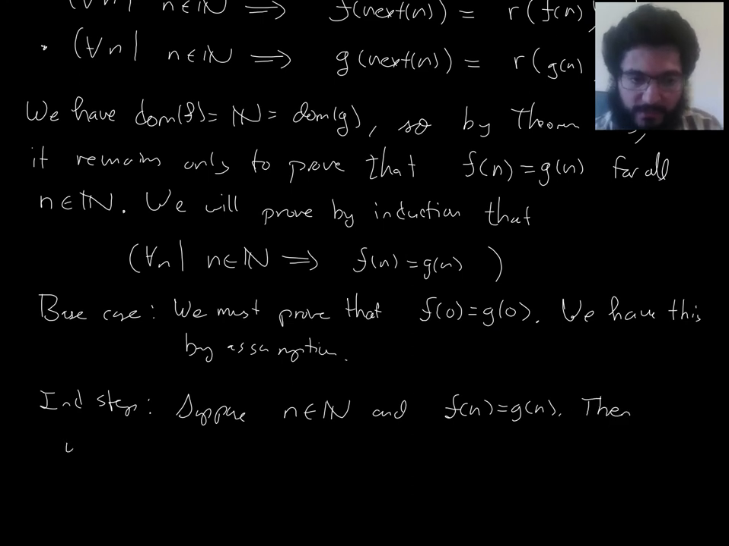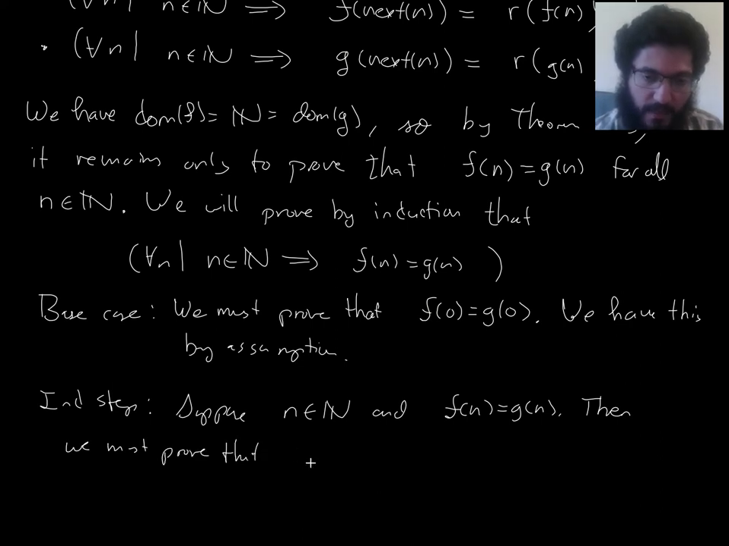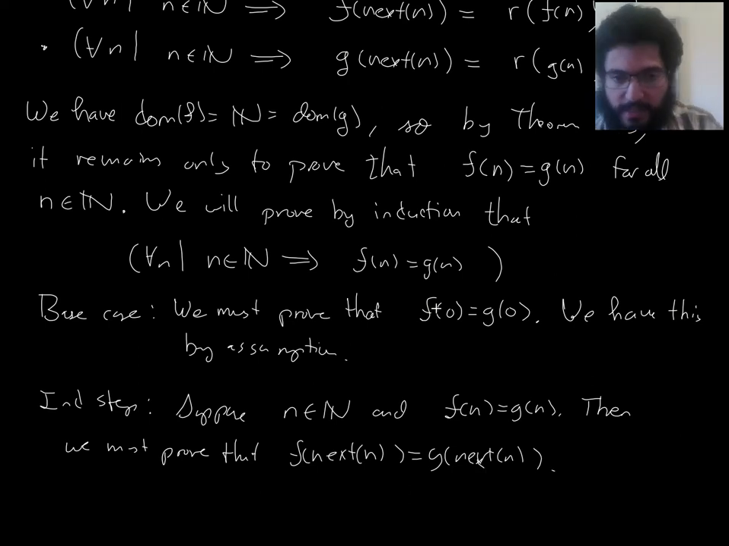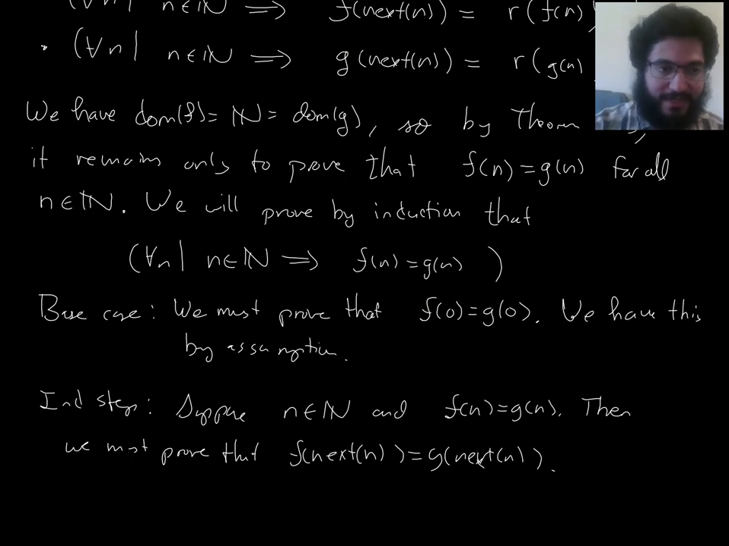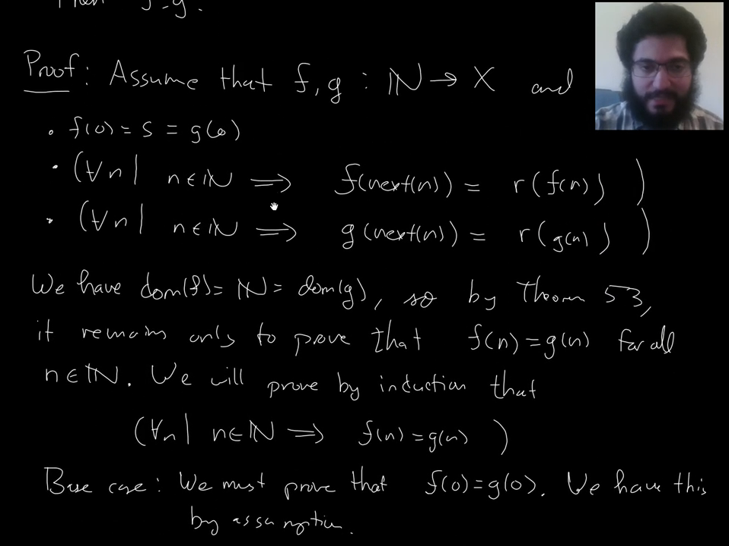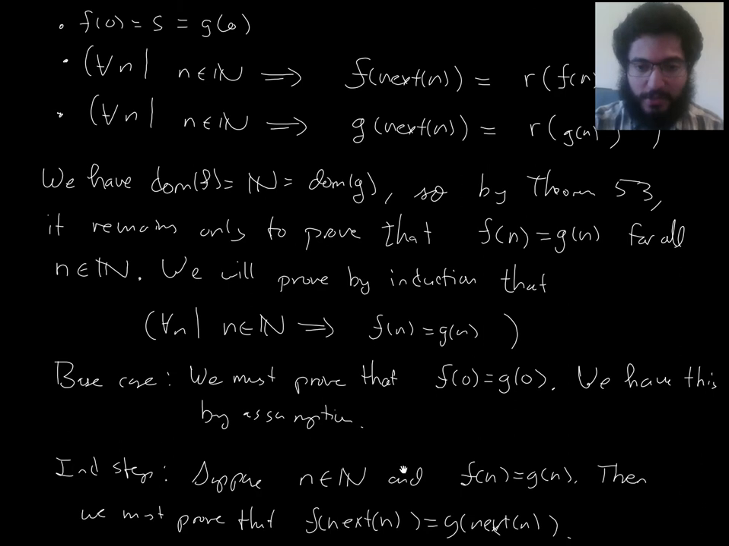Then we must prove that f of next n equals g of next n. Right? That's this statement, but with the n's replaced by next n. So this is what we must prove. Okay, well, luckily, our assumption tells us exactly things about the situation we're in here.